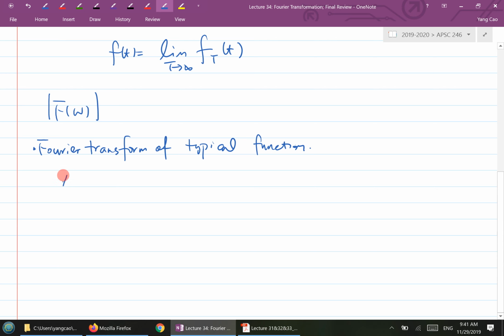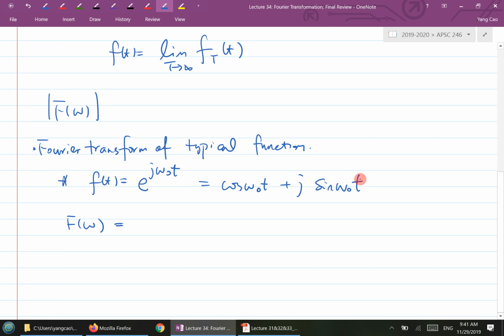Let's take a look at this one here. If f of t is e to the power j omega naught t, this is a very unusual function. It is not a real function, it's a complex function. So f of t by itself is a complex number if you substitute t with different values. Let's look at what the Fourier transform of this function is. Before we do, this function is basically cosine omega naught t plus j sine omega naught t.